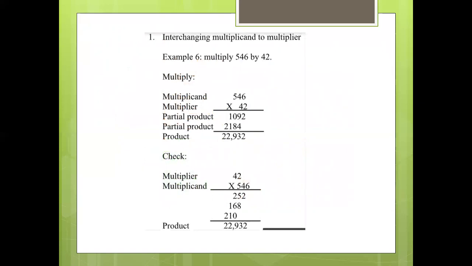So we have here, as I said earlier, interchanging multiplicand and multiplier. You will just be switching the multiplicand and multiplier for you to check the product. You may use your calculator as well, but basically, given in the example, you just see that we just switch 546 here and 42 here for checking.